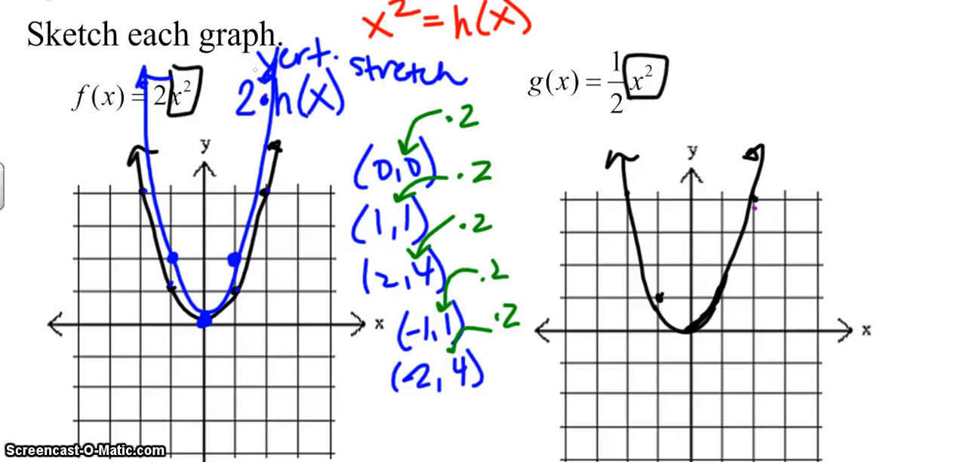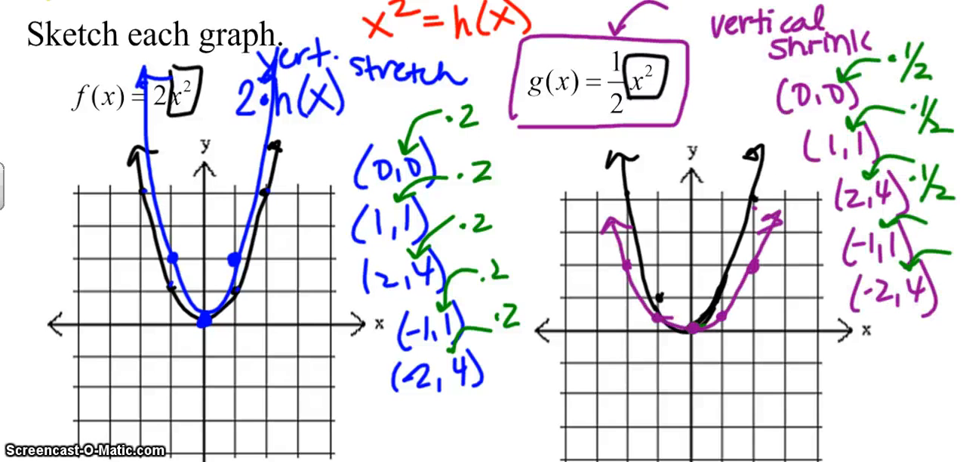I paused the video there for a second. I'd like for you to pause, and I want you to try to apply this vertical shrink. I know it's going to be a shrink because that 1/2 is happening outside the function. So go ahead and pause the video. Think about multiplying each one of your y values by 1/2. You can pause now. Alright, a little movie magic, and I have all of my points that have appeared.